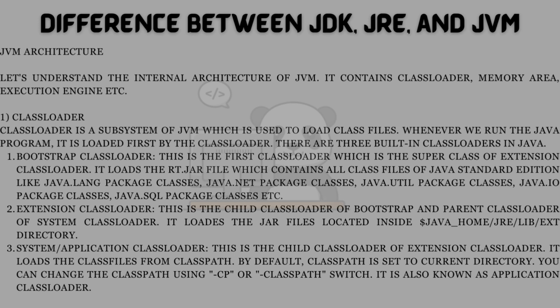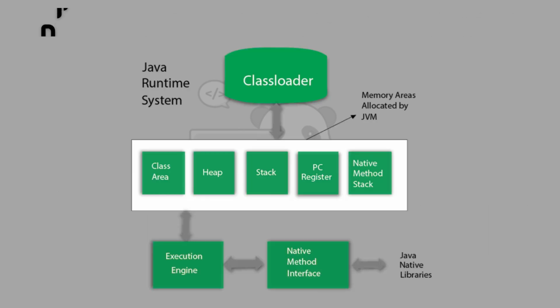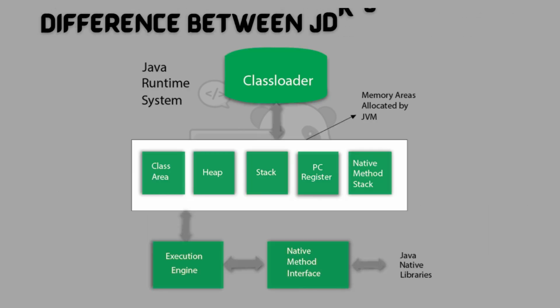System, or application, class loader. This is the child class loader of extension class loader. It loads the class files from ClassPath. By default, ClassPath is set to the current directory. You can change the class path using the -cp or -classpath switch. It is also known as application class loader.